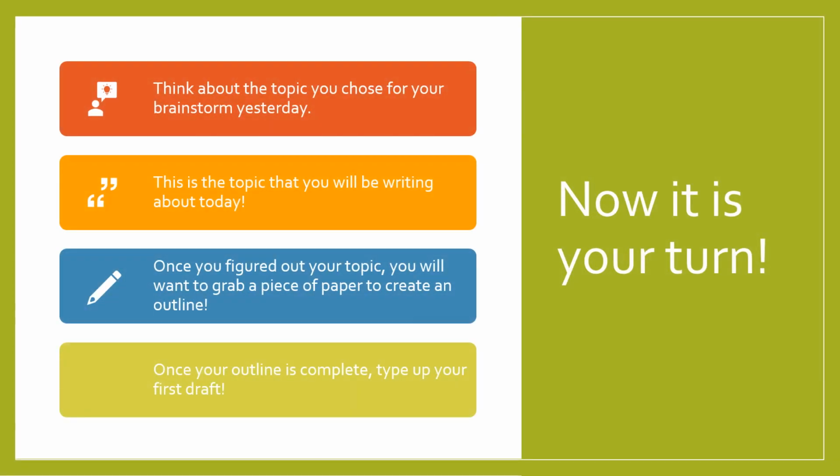So now it is your turn. Think about the topic you chose for your brainstorm yesterday. So you want to think about that big moment that you'll be talking about in your personal writing. So that's the first thing you want to do. That will be what you'll be writing about in your personal narrative. Once you've figured out your topic, you'll want to grab a piece of paper to create an outline.